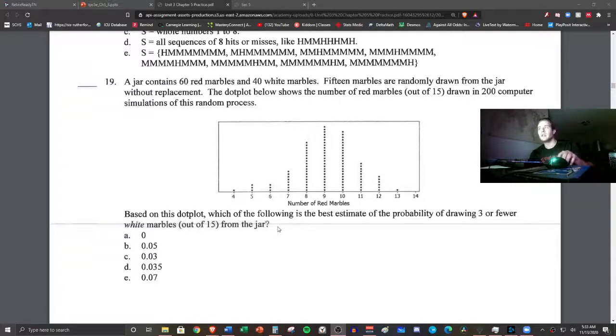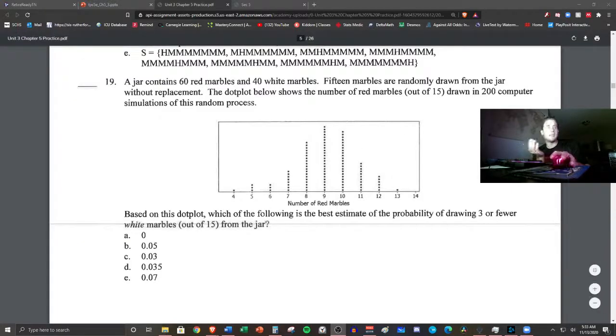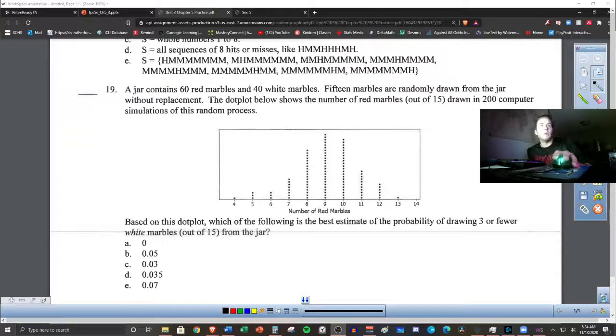So it says a jar contains 60 red marbles and 40 white marbles. Okay, we're gonna pick 15 marbles out of it. Now, the dot plot below shows the red marbles out of the 15. So right here, this dot of this dot plot, this 4 means I took 15 marbles and 4 were red. How many white does that mean? Well, that means 11 white. And I need to write on this. Hold on. So what we have here, this is 4 red, but that means there's going to be 11 white.